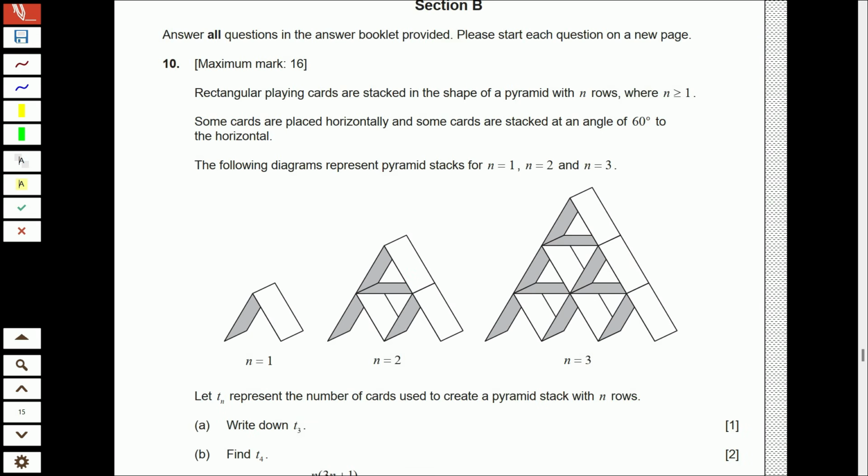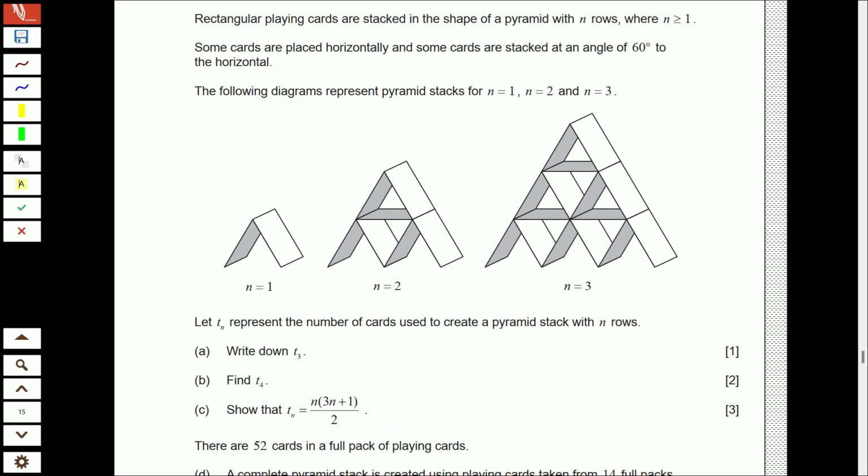Question 10. Rectangular playing cards are stacked in the shape of pyramids with n rows, where n is greater than or equal to 1. Some cards are placed horizontally and some cards are stacked at an angle of 60 degrees to the horizontal. The following diagrams represent pyramid stacks for n equals 1, 2, and 3. Let Tn represent the number of cards used to create a pyramid stack with n rows.